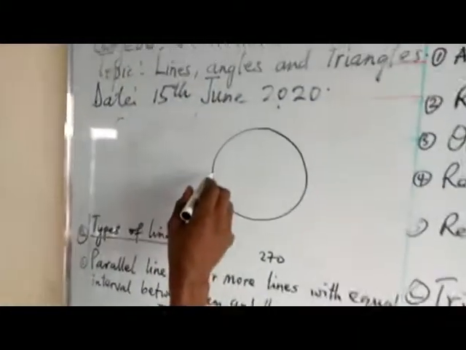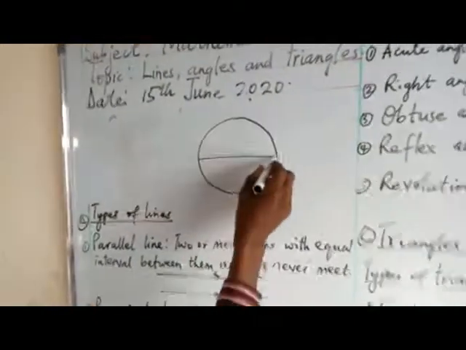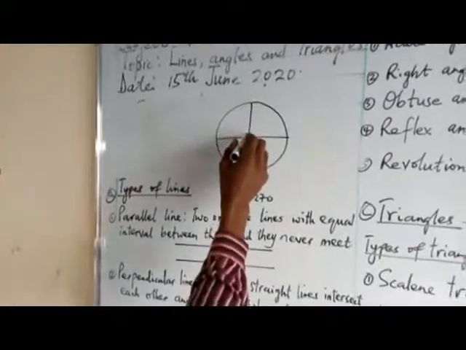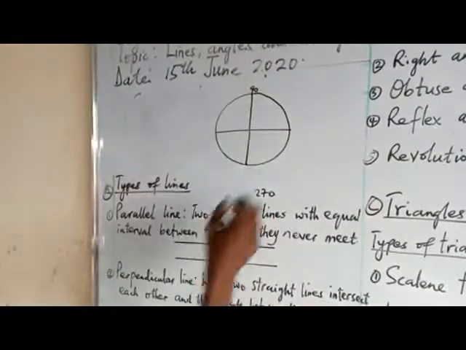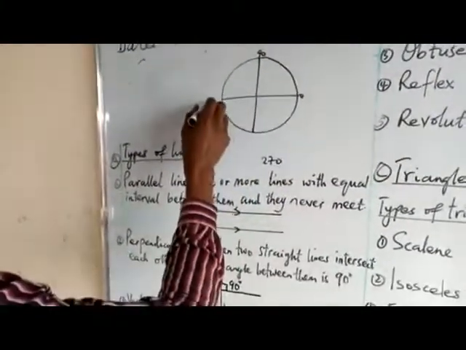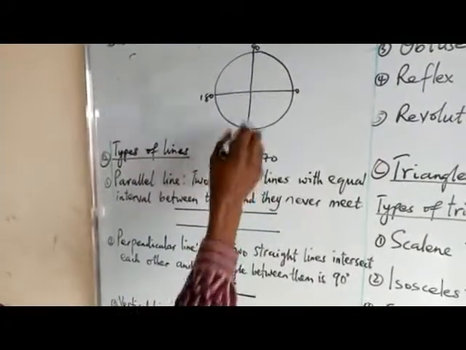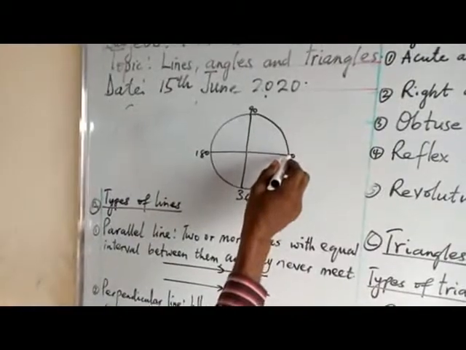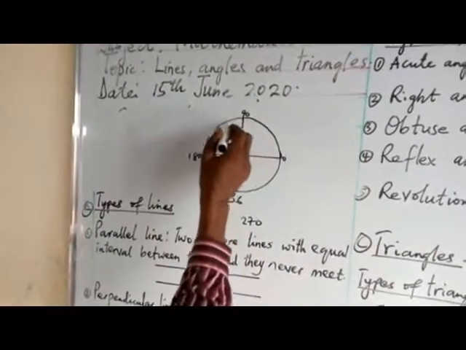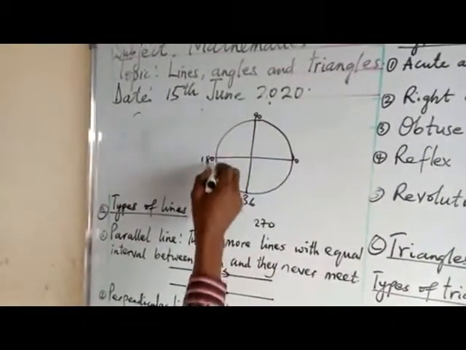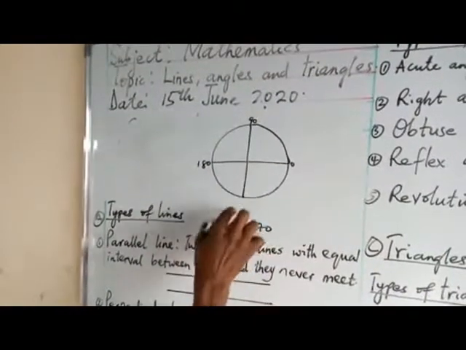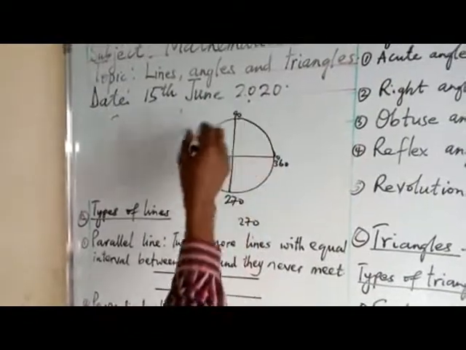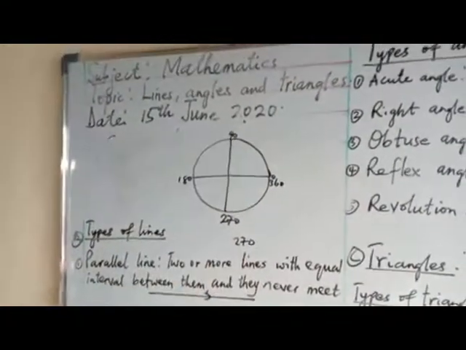Now this circle can be divided. We can divide it into 4 equal parts, which are called quadrants. This is the first quadrant, which ends at 90. This is 0. This is 180. And this is 360. These are the 4 quadrants. Now if somebody moves from here, turns to 90, to 180, to 270, and comes back again to 360, that person has done a revolution.